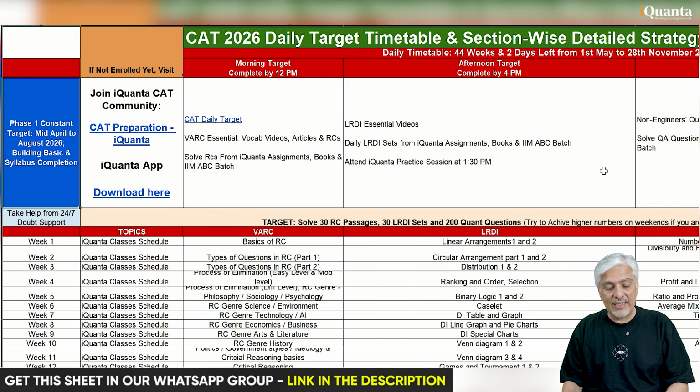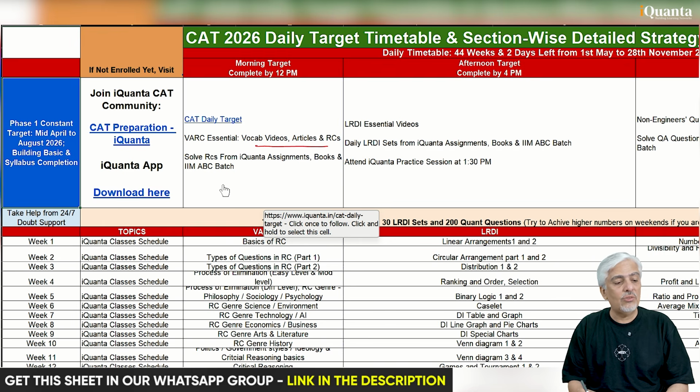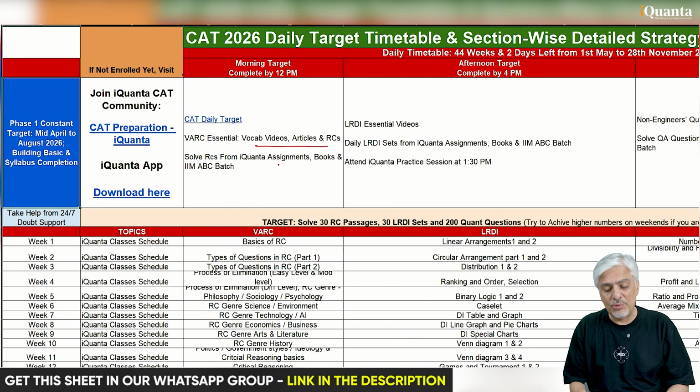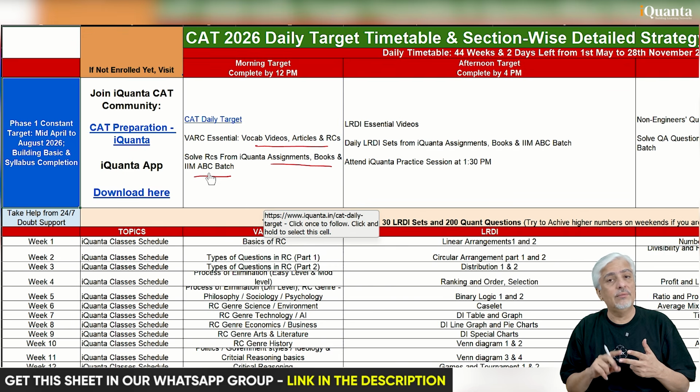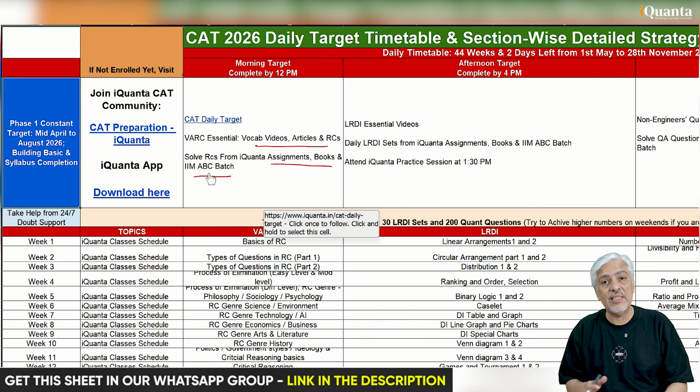So your CAT daily target, we give you enough. If you look at what we do, we have VARC, LRDI, Quant, and all that. So in VARC essentials, there's a vocab area, articles and RCs in the CAT daily target. Solve RCs from iQuanta assignments. This goes for everybody: iQuanta assignments, the ABC batch, and the book. I have been saying this so much about the book recently that if you have not taken the iQuanta book, I think it is really worth taking it, because the kind of questions which I'm seeing there are very, very high quality questions.